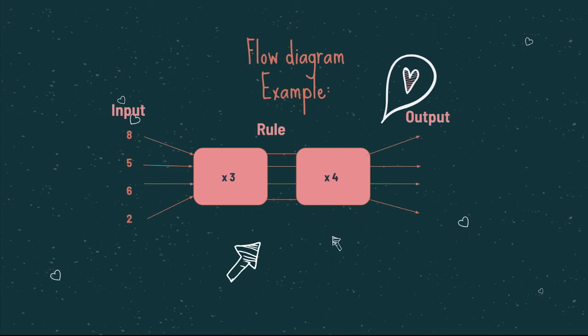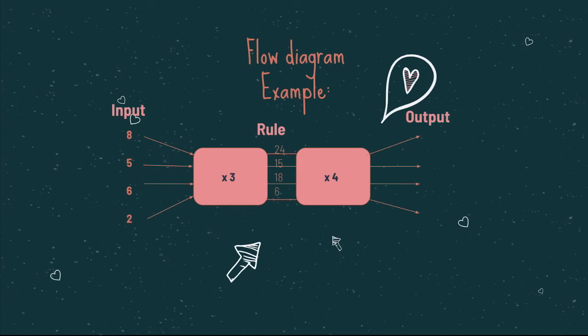The new example. We have the input of 8. Now the new rule is to times it by 3 and then times it by 4 to give us the final output. What is 8 times 3? 24. What is 5 times 3? 15. 6 times 3? 18. And 2 times 3 is 6.